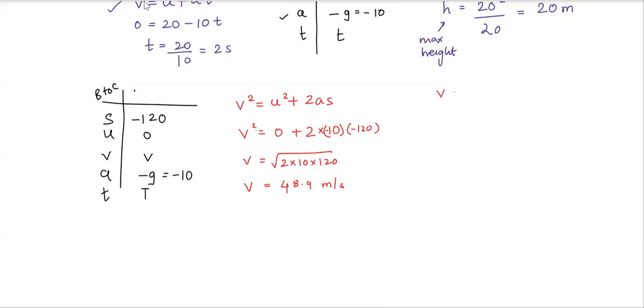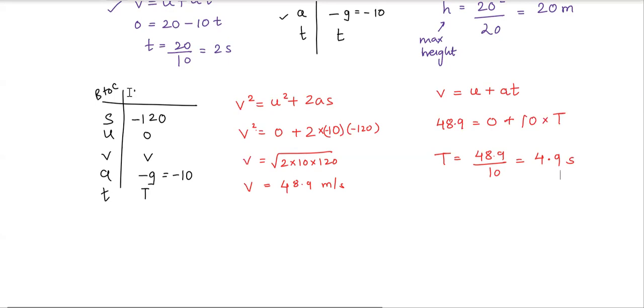Okay, and also we can figure out the time. If we know the velocity, we can use v is equal to u plus at, and we will see that the final speed is 48.9, initial speed is 0, acceleration is minus 10. Now velocity being negative in the direction, we should remember that as well, so this will be 10 into capital T, so T will be 48.9 upon 10, which is approximately 4.9 seconds.